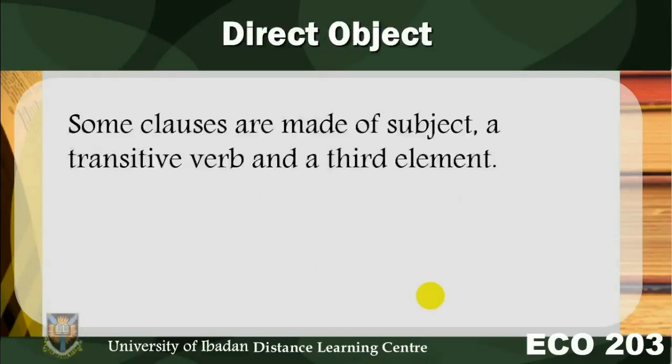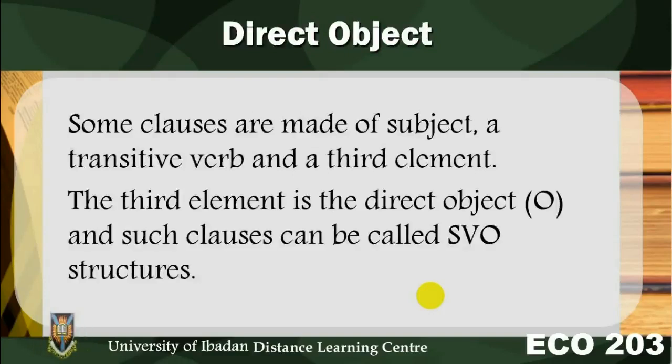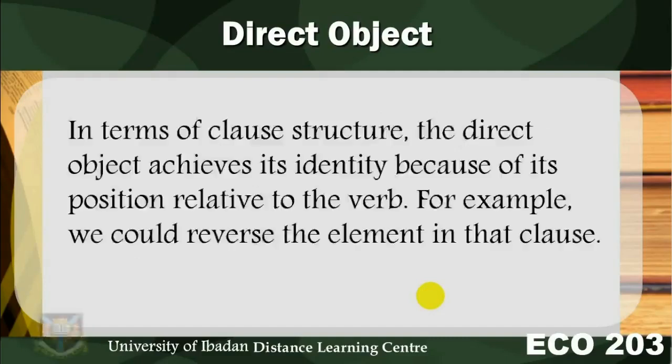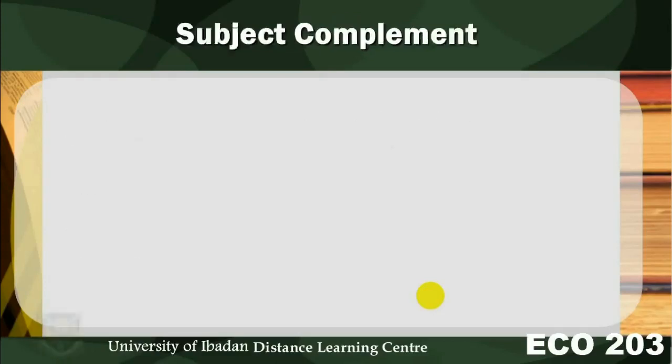Direct object. Some clauses are made of subject, a transitive verb, and a third element. The third element is the direct object, O, and such clauses can be called SVO structures. In terms of its meaning, the subject, the actor, typically does something, the action, to an object. In terms of clause structure, the direct object achieves its identity because of its position relative to the verb. For example, we could reverse the element in that clause.